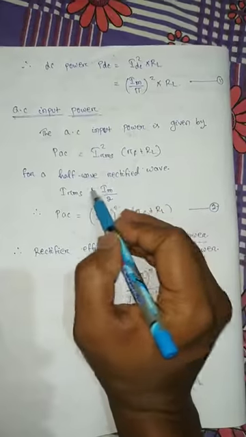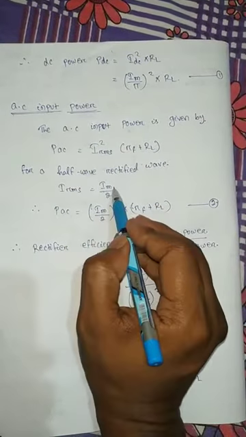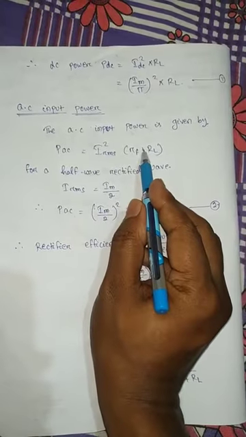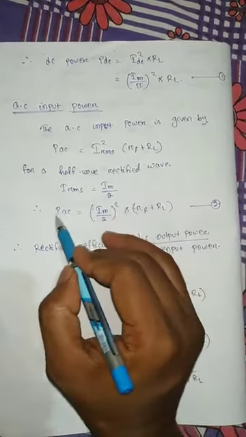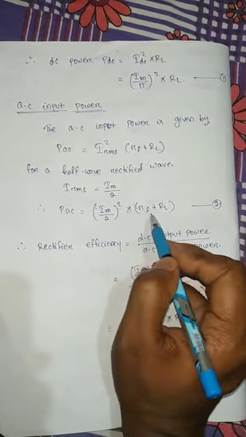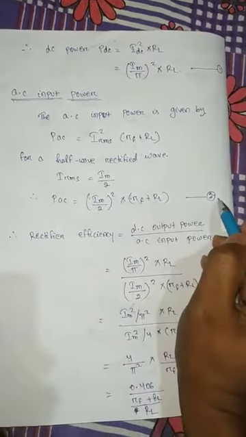For a half wave rectifier, I RMS is IM divided by 2. So putting the RMS value in the above equation, PAC equal to IM divided by 2 whole square into RF plus RL. This will be taken as equation 2.